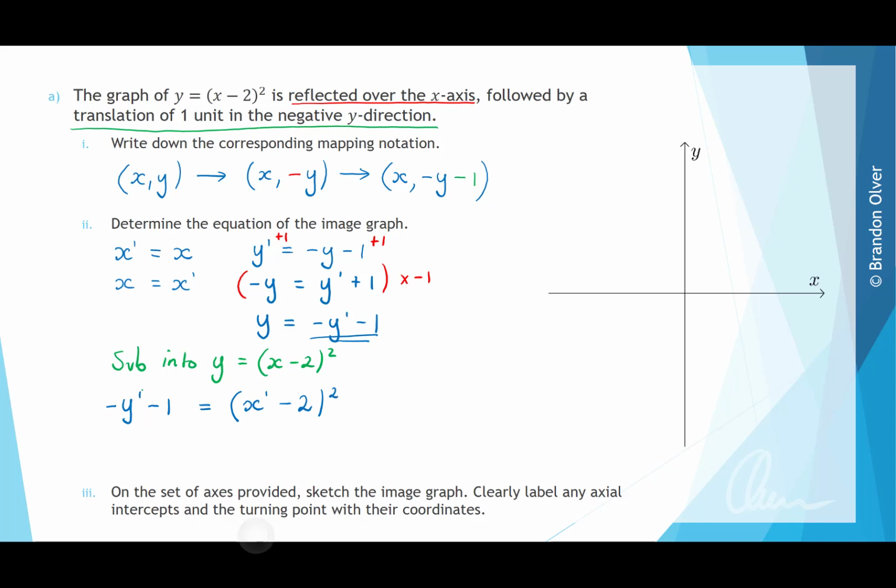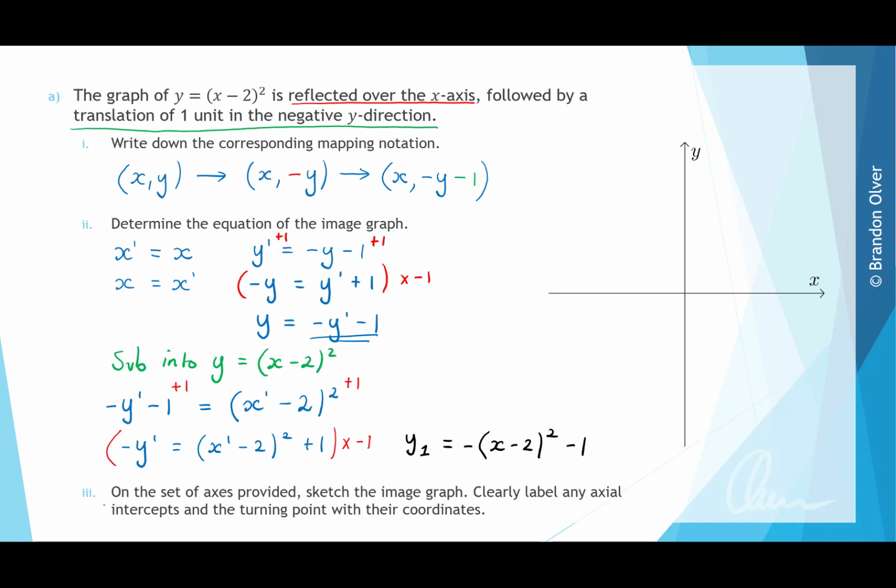And then we need to solve for y. So we need to express this as y equals the rule of the transformed equation. So we're going to start by adding 1 to both sides of the equation, and we find that −y' is equal to (x' − 2)² + 1. And then to get y by itself, we multiply the entire equation by −1. So now we can say that y₁, which is the rule of the image graph, is equal to −(x − 2)² − 1. So we can drop off the dashes in this last stage because we now have y₁, which is our image graph's rule.